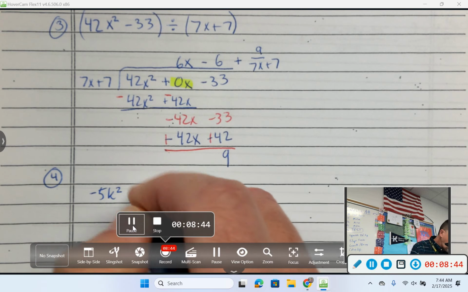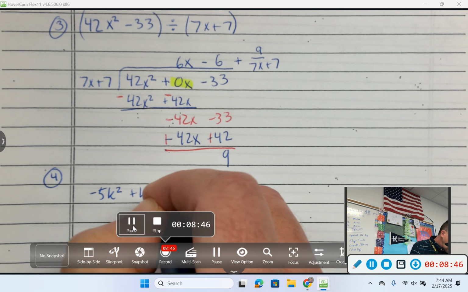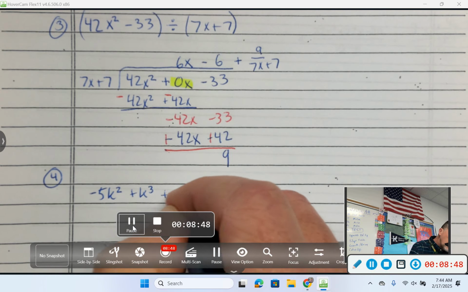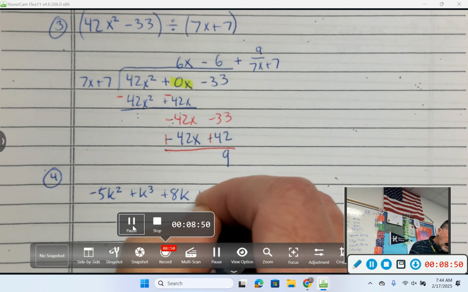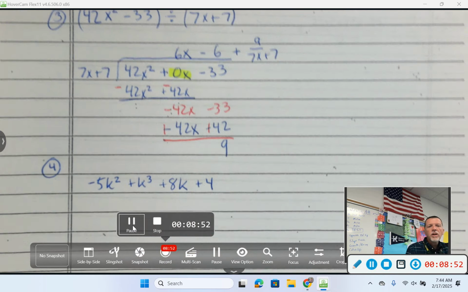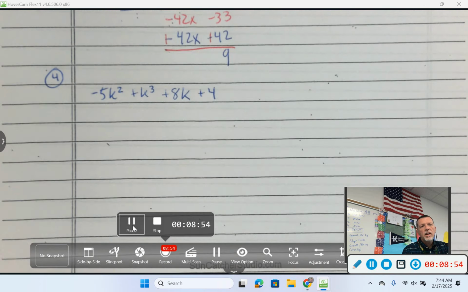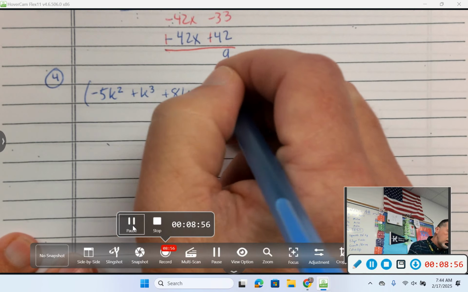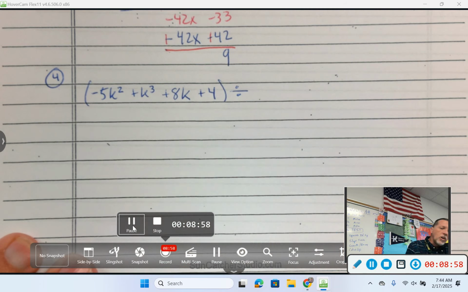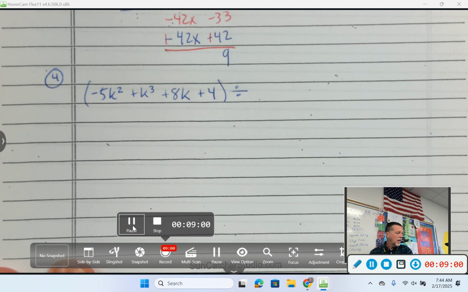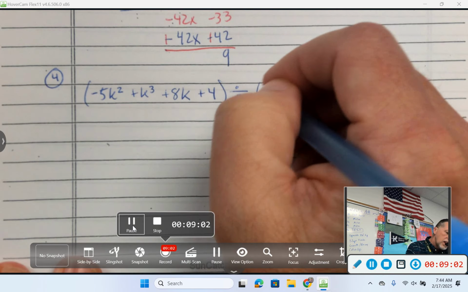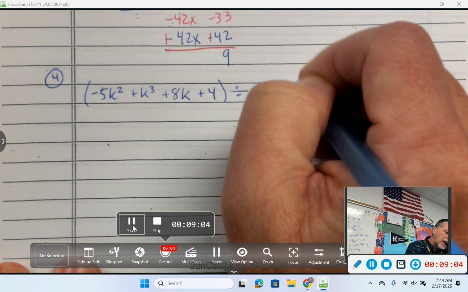Negative 5k squared plus k cubed plus 8k plus 4. That needs to be in parentheses to make sure all of that is divided by negative 1 plus k.